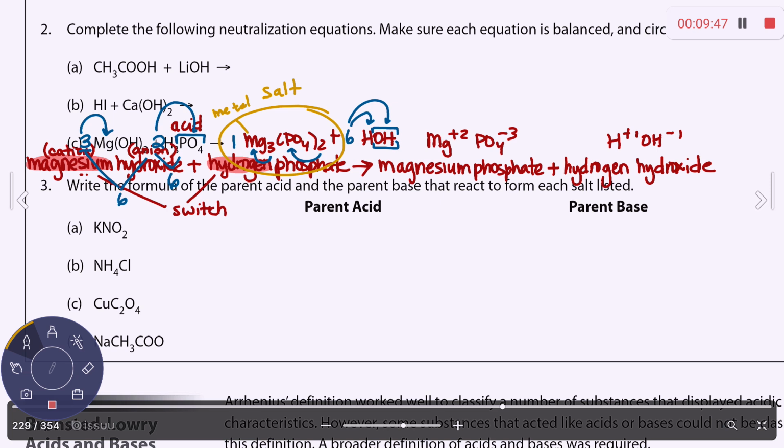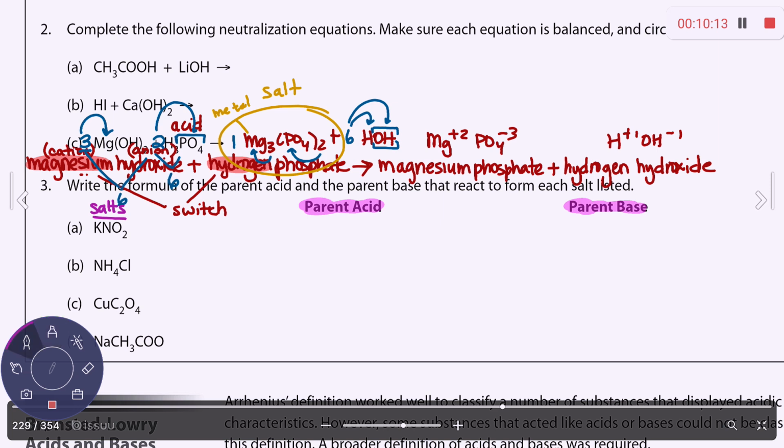Lastly, number 3. Number 3 gives you a bunch of salts. So what I'm going to do here is write that these are salts. And then they ask you from that salt to identify what acid it came from. They call that the parent acid. And what base or parent base produced it.